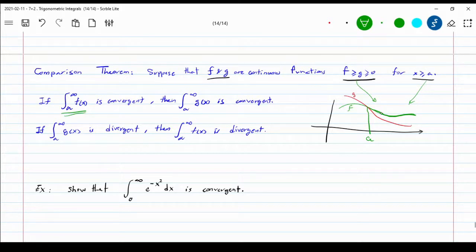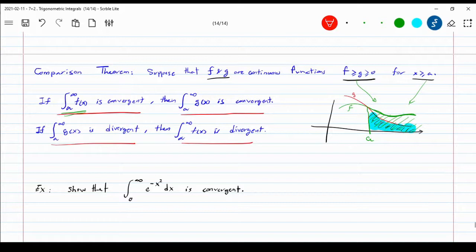We can say that if this green section is bounded, which means the integral of f is convergent, then since g is smaller, g must be convergent as well. On the other side, if g was divergent, since g was smaller than f, then f must have been divergent as well. Because by comparison, if g is going toward infinity, then f must be going toward infinity as well.